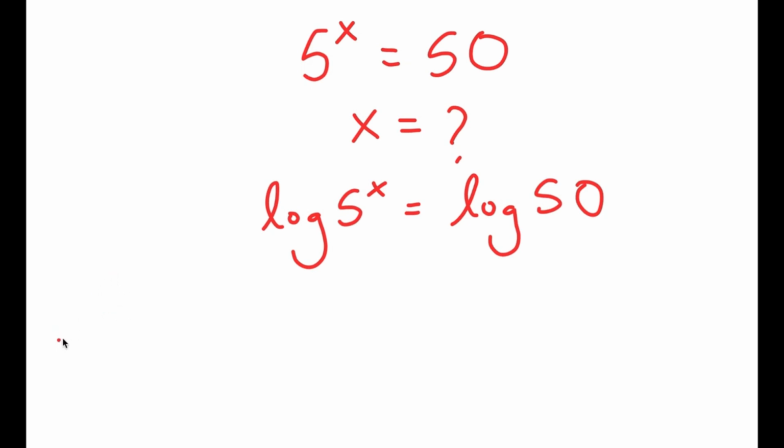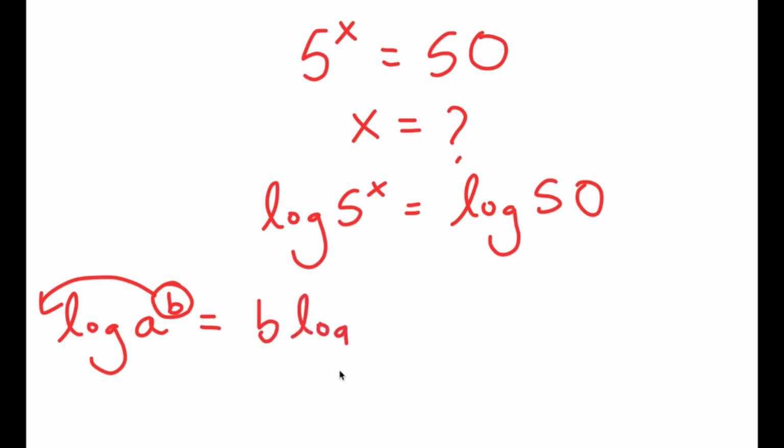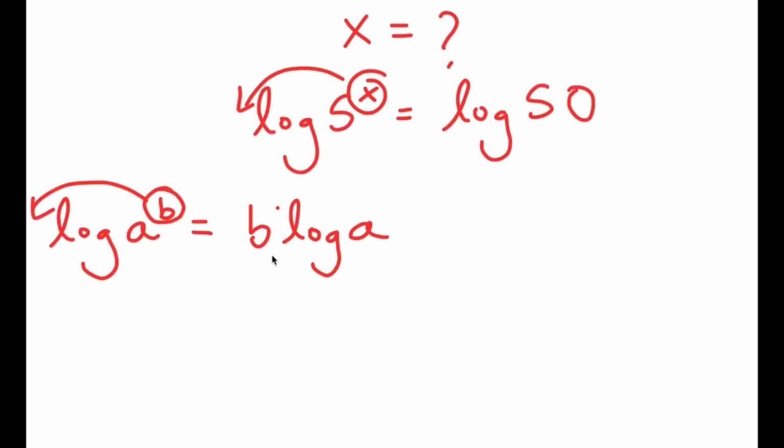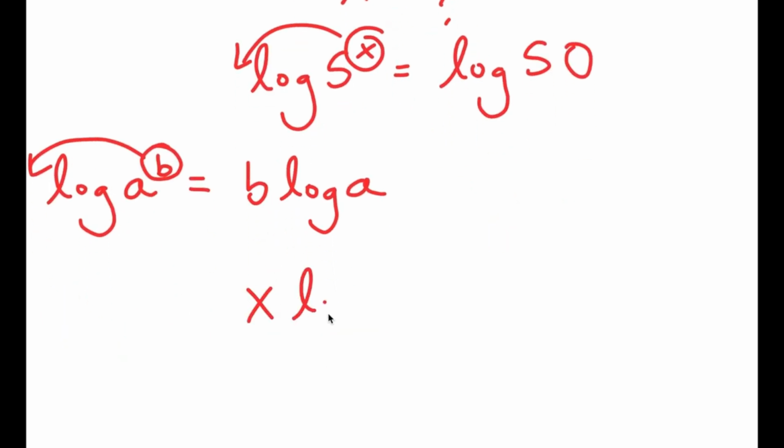Now, if I have something in the form log of a to the power of b, I can move this exponent b to the front, so this turns into b times log a. In this case, I have log 5 to the power of x, so I can move x to the front, so I get x times log 5 is equal to log 50.